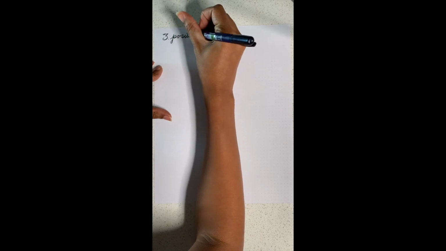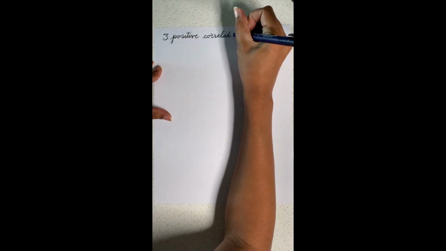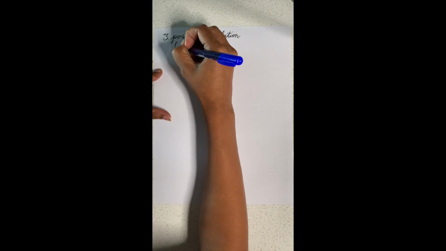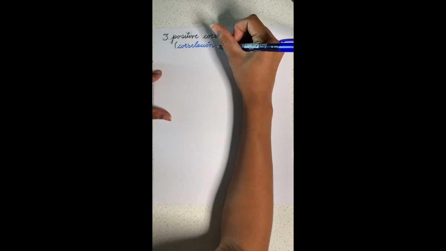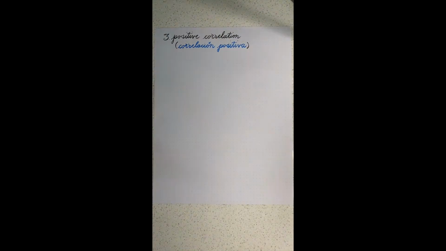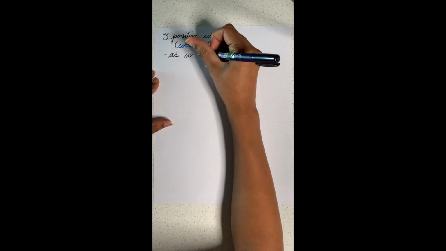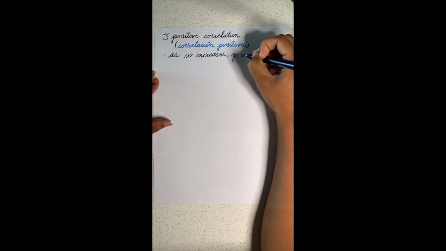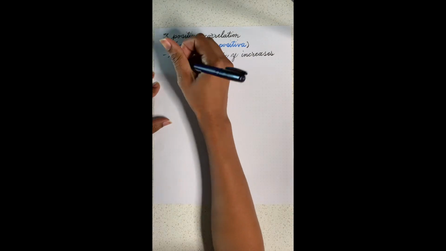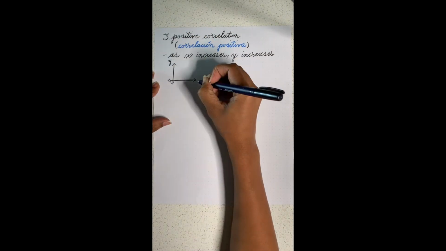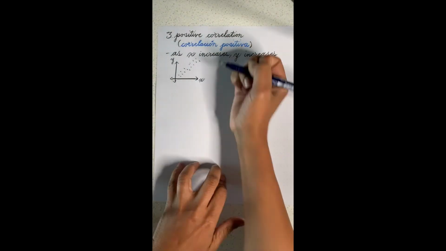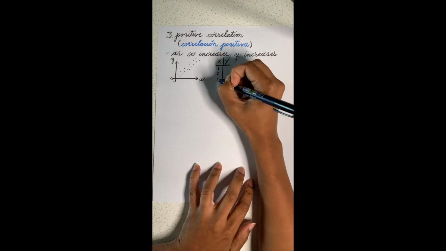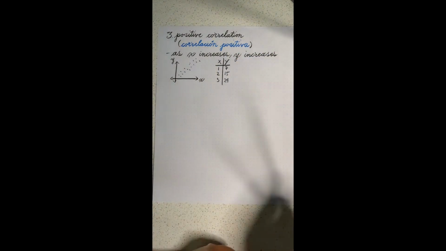So next we have positive correlation, or correlación positiva. And that is when X increases, Y also increases. Cuando X sube, Y sube también. Okay, so on a graph, that's going to look like the points are moving up from left to right. So it's going to look kind of like a positive slope.